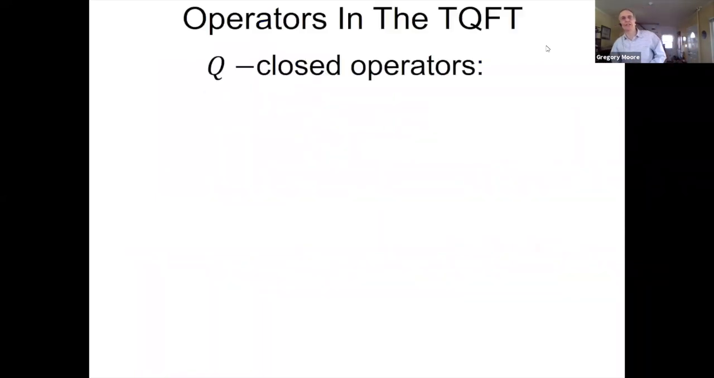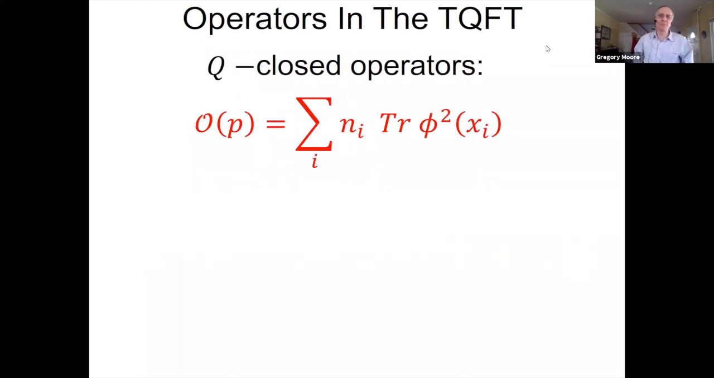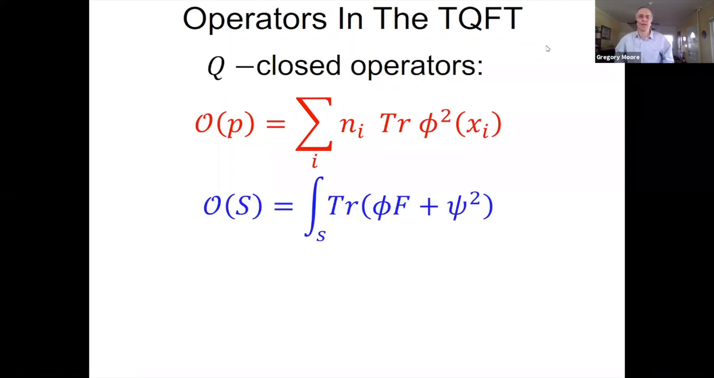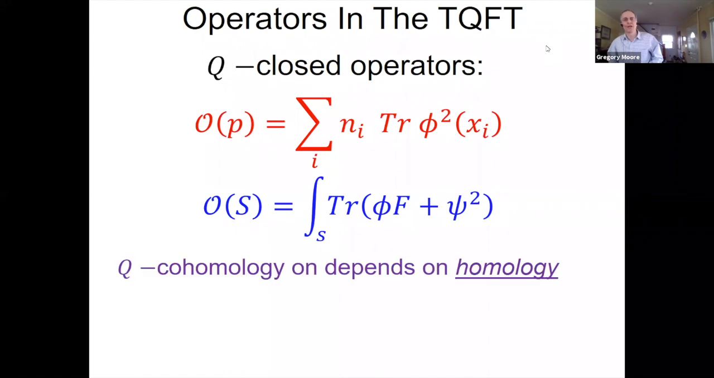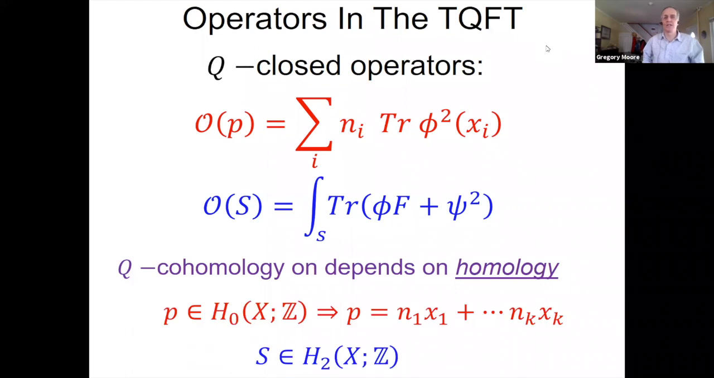This theory also has Q-closed operators. So we have operators associated with points. If phi is the vector multiplet scalar field, so it's adjoint valued, we can insert that at points. We can sum over points. If we have a surface, we can integrate over the surface the trace of phi times F. These turn out to be Q-closed. And not only that, the Q-cohomology class of these things only depends on the homology of your sum of points or your surface.